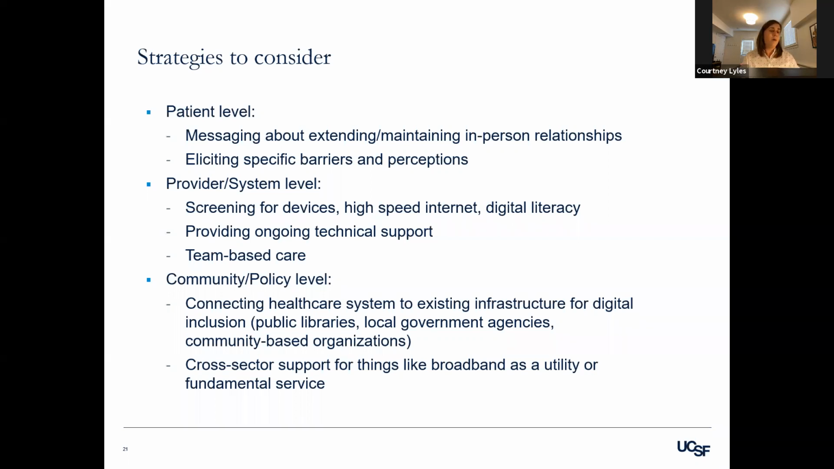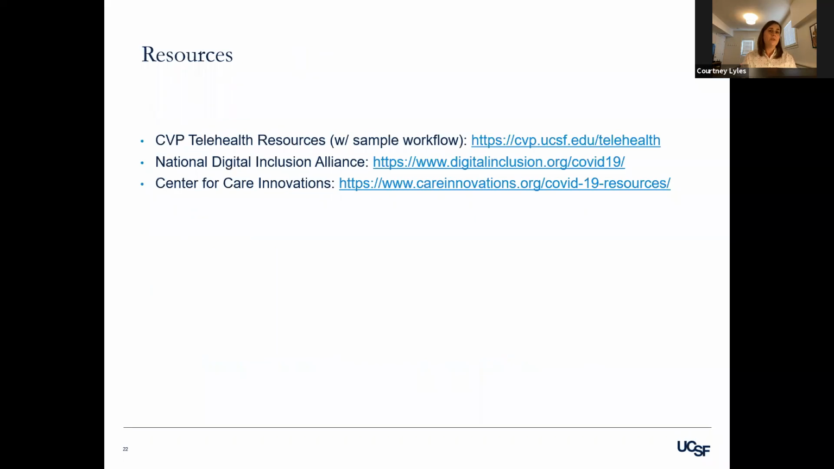And then I think I have one more slide, which is just a few more resources. If you're interested, we at the Center for Vulnerable Populations put up some more resources for working with interpreters, a sample workflow of offering video visits to our patient population if it's of interest. And then, of course, the National Digital Inclusion Alliance and the Center for Care Innovations have more information focused on especially lower income individuals and how to think about them during this time.